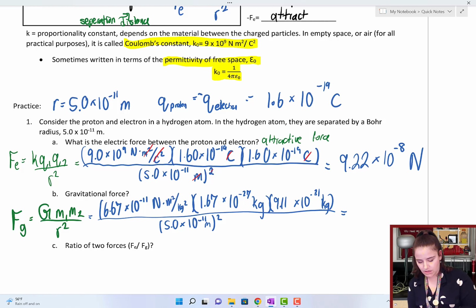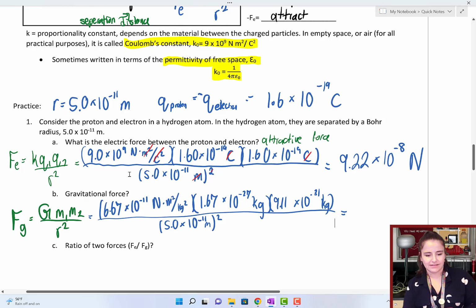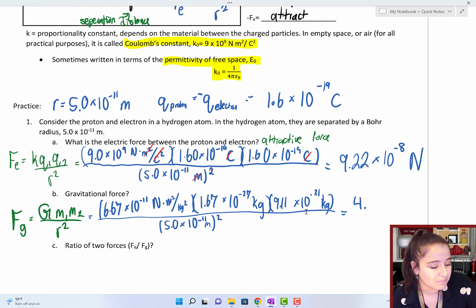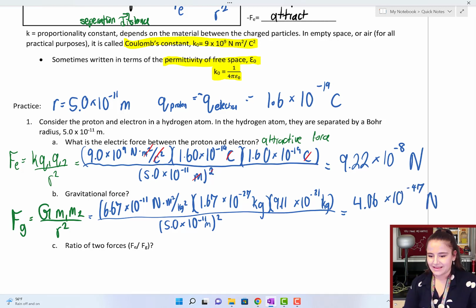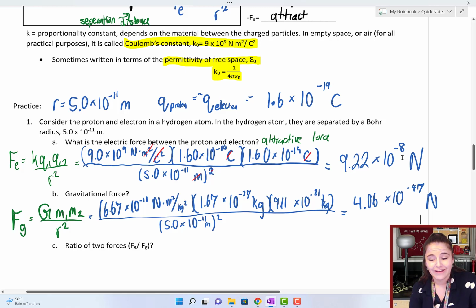Times 9.11 times 10 to the negative 31 divided by 5.0 times 10 to the negative 11 squared. And just by looking at the constants, the K versus G, and those relative masses, we can tell that this number is going to be much smaller. And in fact, it is much, much, much smaller. 4.06 times 10 to the negative 47 newtons. So order of negative 8 versus order of negative 47.